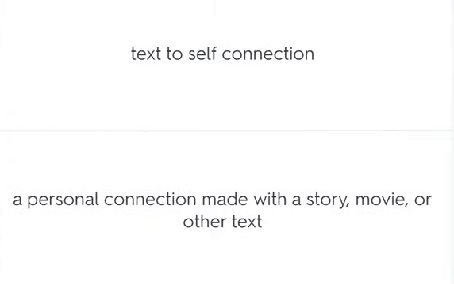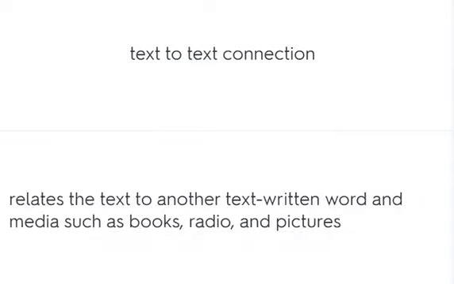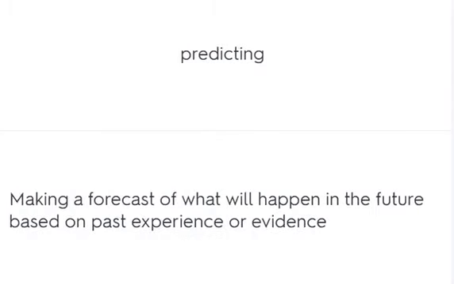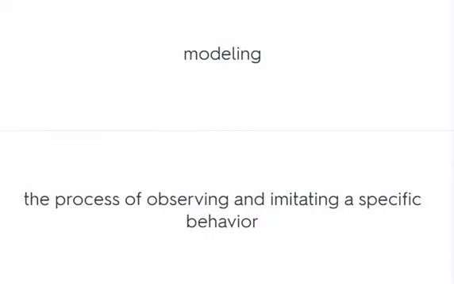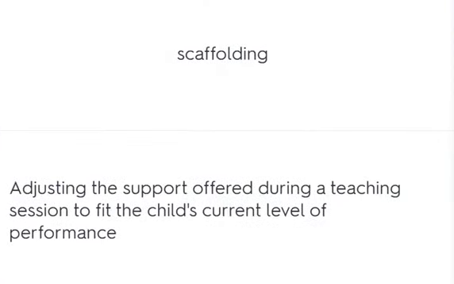Text-to-self connection, a personal connection made with a story, movie, or other text. Text-to-text connection relates the text to another text, written word, and media such as books, radio, and pictures. Predicting, making a forecast of what will happen in the future based on past experience or evidence. Summarizing, briefly stating the main points and key details of a work in your own words. Modeling, the process of observing and imitating a specific behavior. Scaffolding, adjusting the support offered during a teaching session to fit the child's current level of performance.